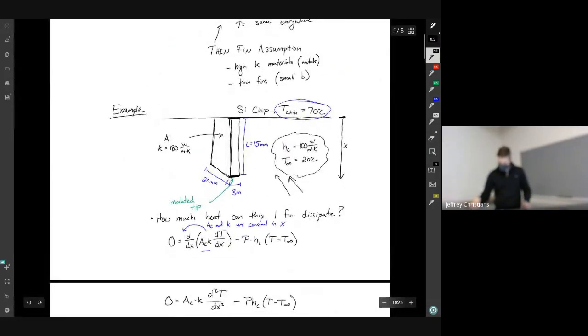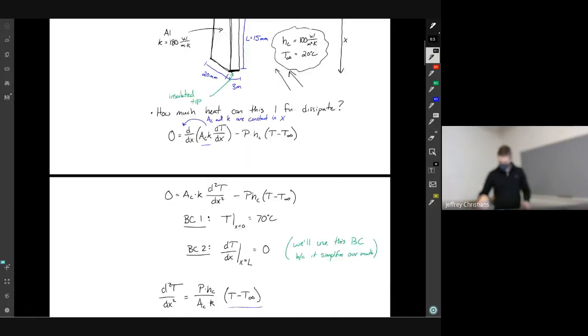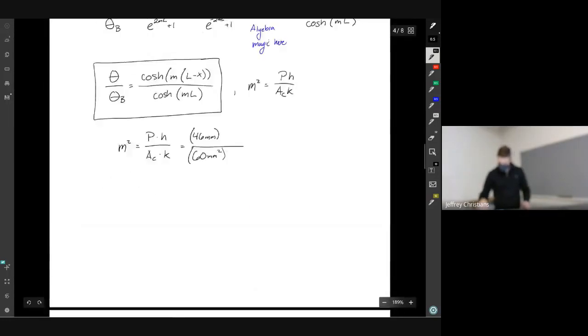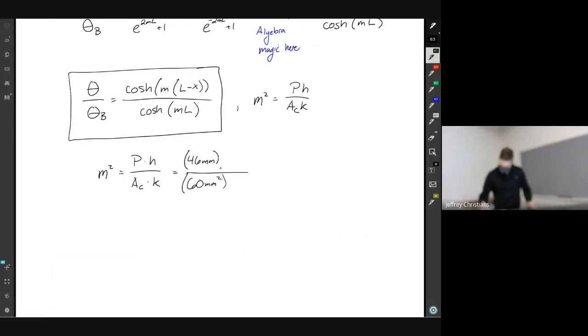Our thermal conductivity is 180 and h is 100. So this is 100 watts per meter squared Kelvin. This is 180 watts per meter Kelvin.